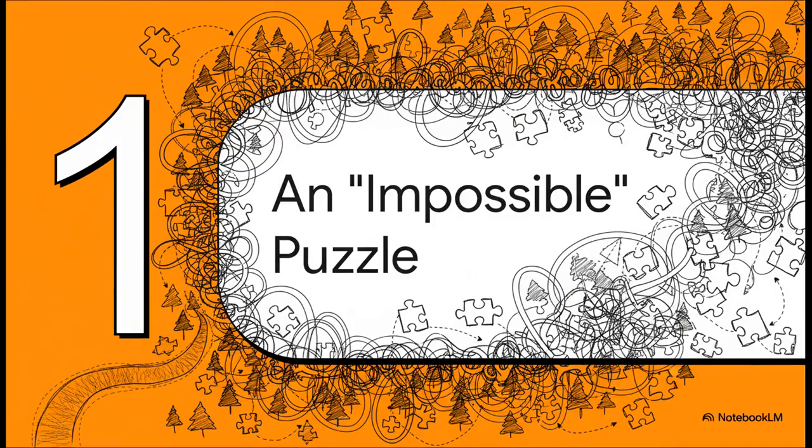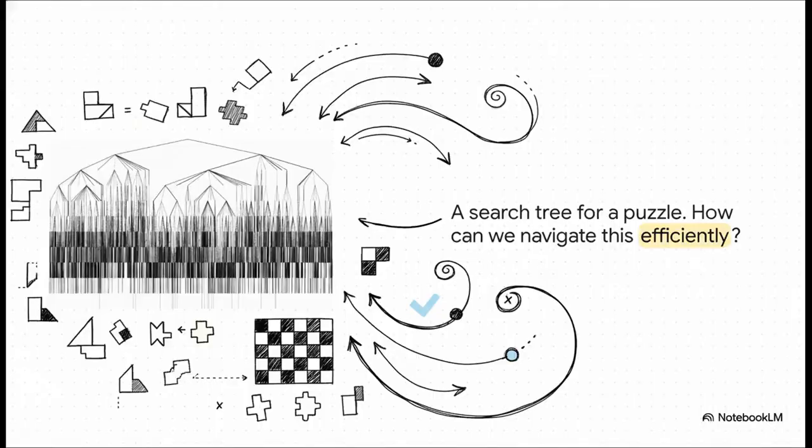Okay, let's kick things off with a puzzle that, on the surface, seems almost impossible for a computer to solve efficiently. I want you to imagine trying to find one specific path through a massive, tangled forest where pretty much every single turn you take leads to a dead end. So take a look at this. This chaotic web you're seeing is a search tree. It's basically a map of a computer's attempt to find just one single solution to a tiling puzzle.